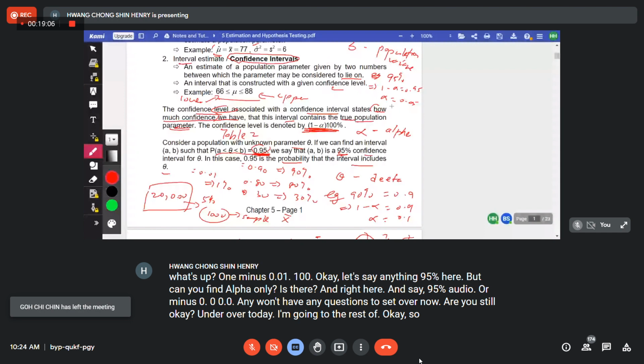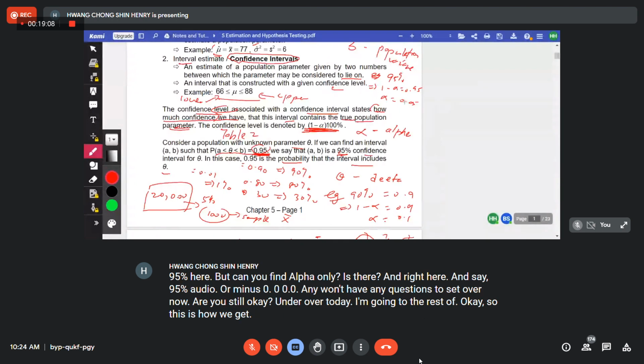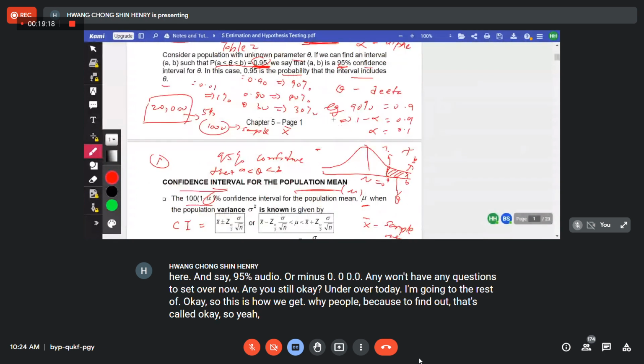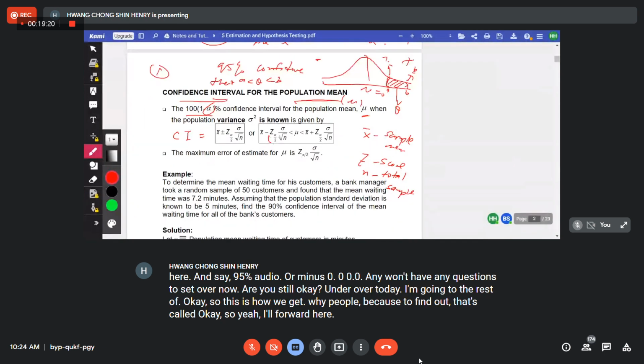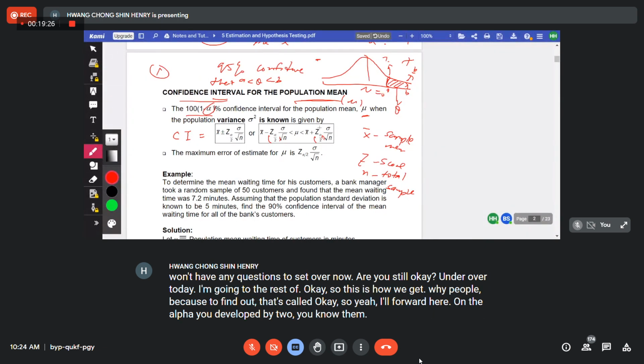Okay, so this is how we get alpha. Why is alpha important? Because we go back to table 2 later to find the z-score. Okay? See, your alpha over 2 is here. From the alpha, you divide by 2, you know the z-score, table 2.